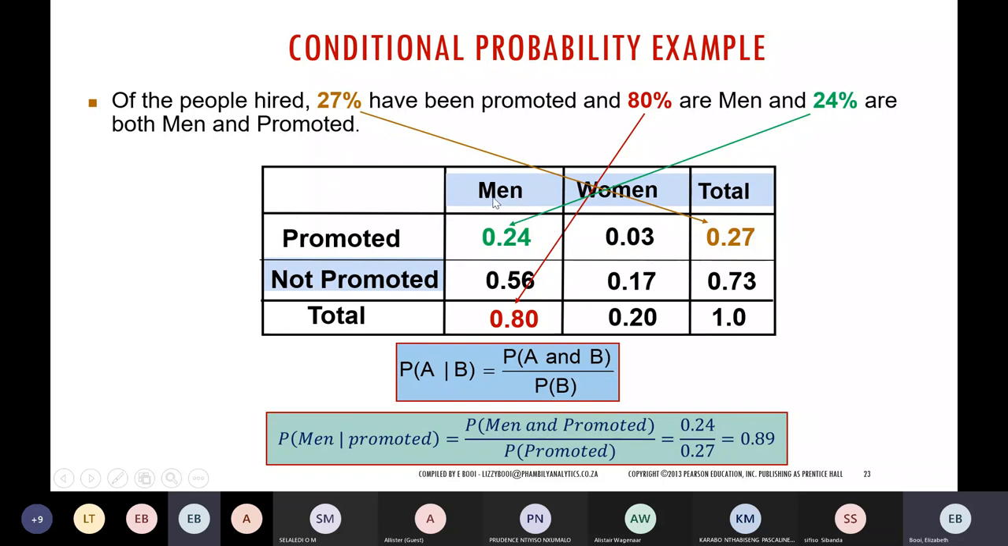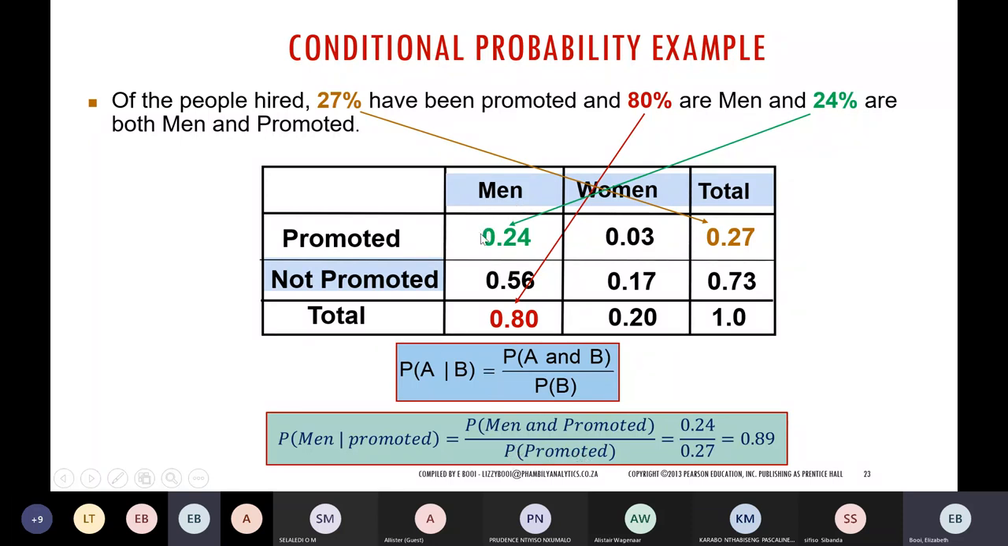So we need to calculate the probability of men given that they have been promoted. Therefore, we're going to use the probability of A and B, which is the joint probability, divided by the probability of the given event, which is the probability of B. In this instance, B is promoted, so we're going to find the probability of promoted.